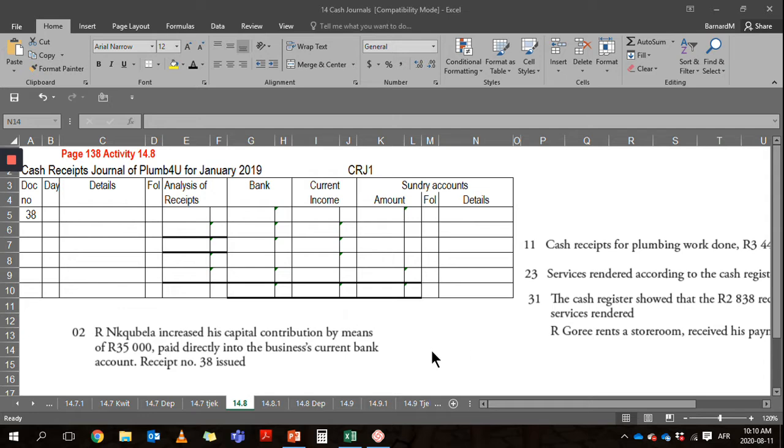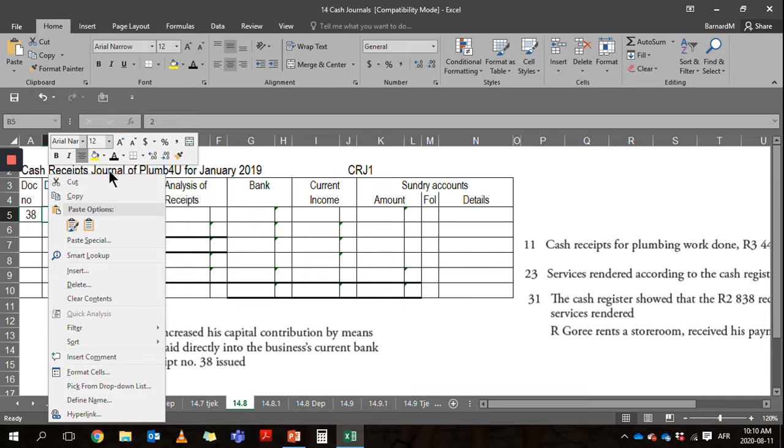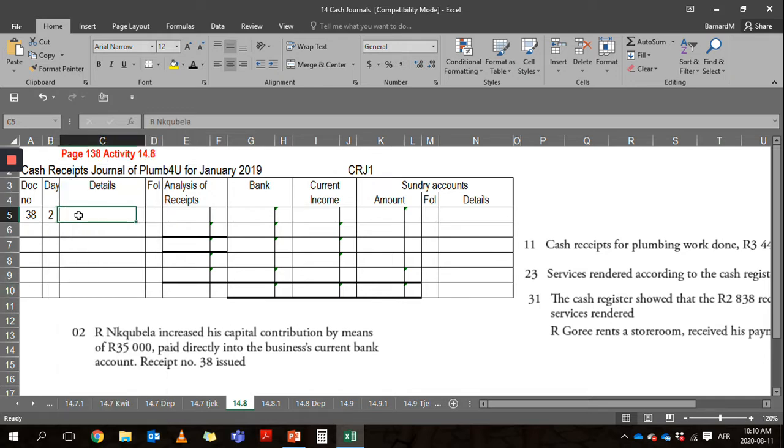So I'm starting there with the first transaction that says R. Nicobella increased his capital contribution by means of 35,000 paid directly into the business current account. Receipt 38. So my document number is 38. The day is the 2nd. The name to whom I'm going to issue this receipt is the owner, which is in this case R. Nicobella. And then they say the capital contribution is paid directly into the bank, the business current bank account.